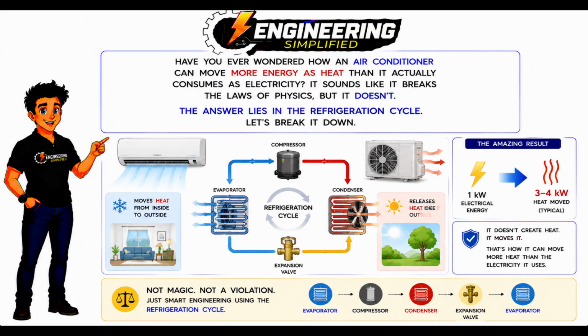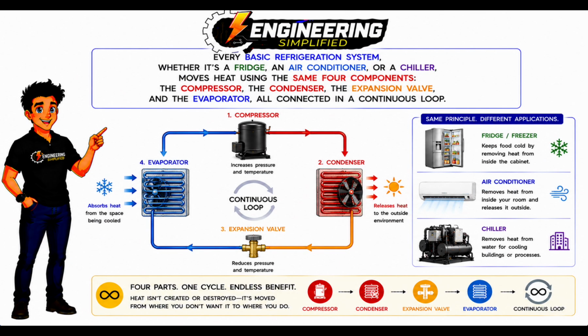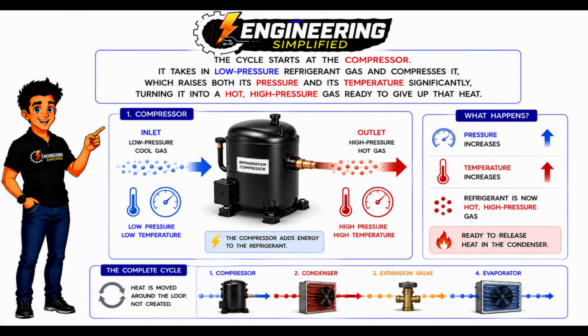Let's break it down. Every basic refrigeration system, whether it's a fridge, an air conditioner, or a chiller, moves heat using the same four components: the compressor, the condenser, the expansion valve, and the evaporator, all connected in a continuous loop. The cycle starts at the compressor. It takes in low-pressure refrigerant gas and compresses it, which raises both its pressure and its temperature significantly, turning it into a hot, high-pressure gas ready to give up that heat.